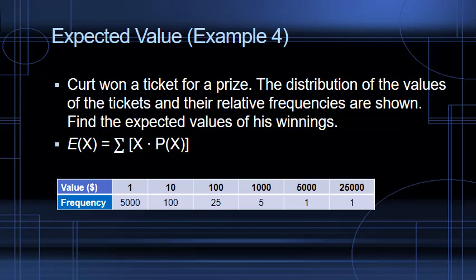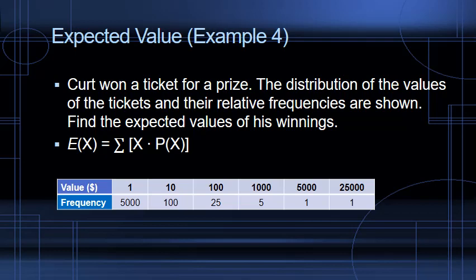I'm actually on page 745 in your textbook, looking at example 4. This is the guided practice problem in that example. You've got one above that where they have worked it out for you, but we're going to do this one for this demonstration. So here's what we've got. Kurt won a ticket for a prize. The distribution of the values of the tickets and their relative frequencies are shown. Find the expected value of his winnings.